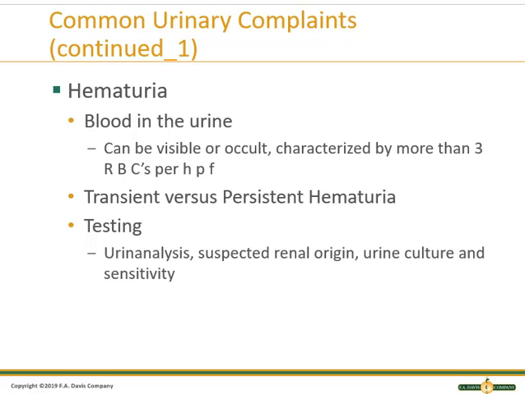It's important to clarify whether your patient may be having a transient versus a persistent hematuria. The transient would be just a single occasion, where persistent would be 2 or more consecutive occasions with blood in the urine. Testing of choice would be urinalysis. For hematuria, there's always the suspect that the cause is of renal origin. You may also consider a urine culture and sensitivity.